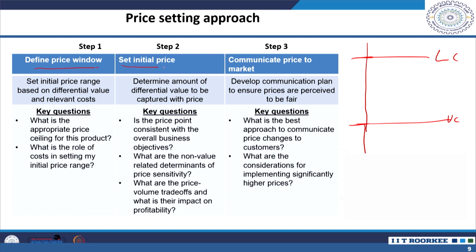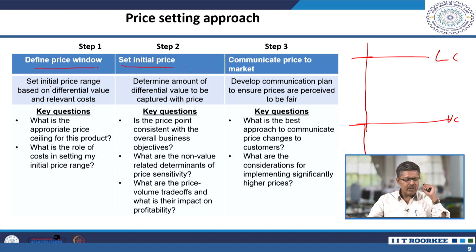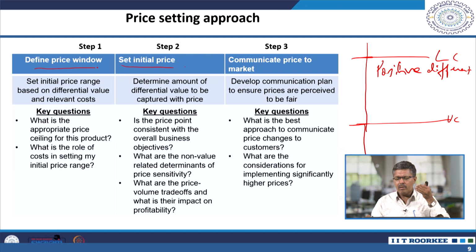Then after understanding, here we set the initial price range based on differential value and relevant cost. So, what is the cost I am incurring and what is the differential value that the customer is feeling. Differential value is positive differential and negative differential. Positive differential means when the customer feels that by using this product he or she is getting more benefits, and negative is when he feels that he is getting less benefits in comparison to the competitor's product.